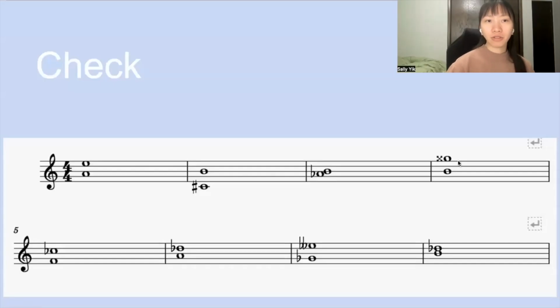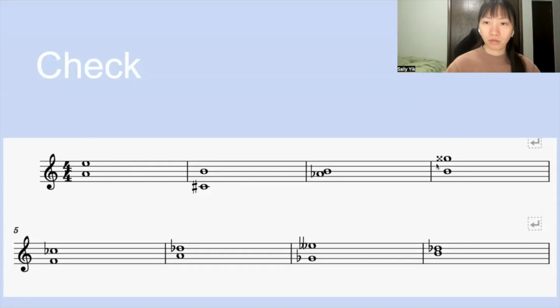Okay, so here comes our knowledge checkpoint. Here is a little quiz for yourself. Please try to identify the name of the intervals for the following notes. From here, this is one question, this is another question. You may pause the video and try to find out the intervals.